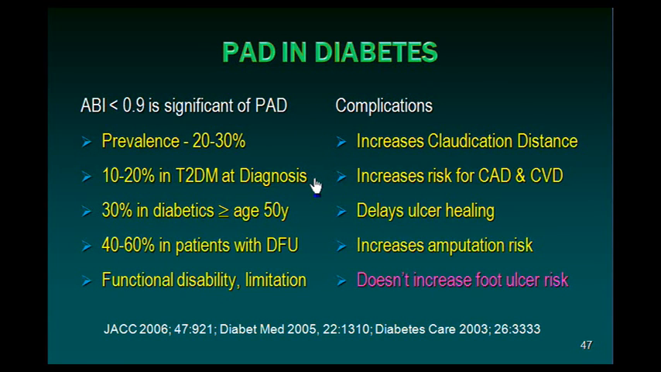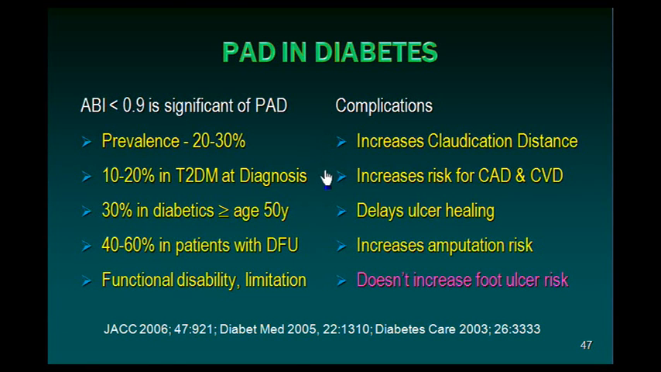Around 10 to 20% of patients with type 2 diabetes have PAD even at the time of diagnosis. As age increases to around 50 or more, 30% of diabetics have PAD, and among those who have a diabetic foot ulcer, 40 to 60% have significant peripheral arterial disease. There will be functional disability and functional limitation. There will be a decrease in the claudication distance and increasing intermittent claudication pain.